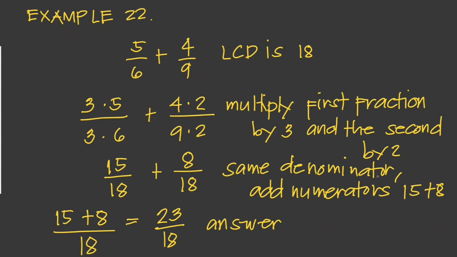Now the fractions have the same denominator, so we just have to add the numerators of 15 and 8. That would be 15 plus 8 over 18. So that would become 23 over 18. So that is our final answer.